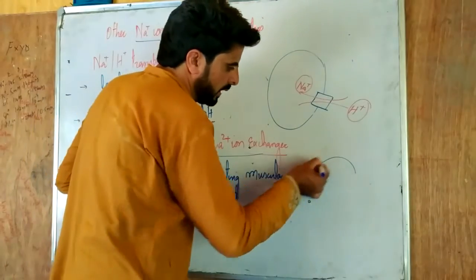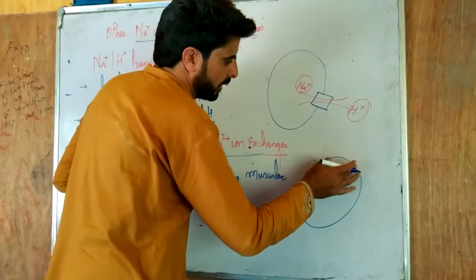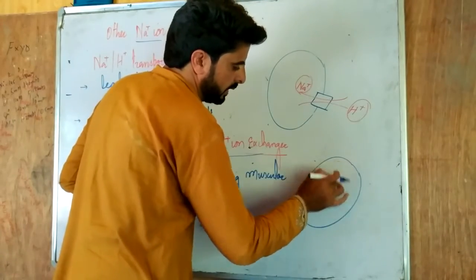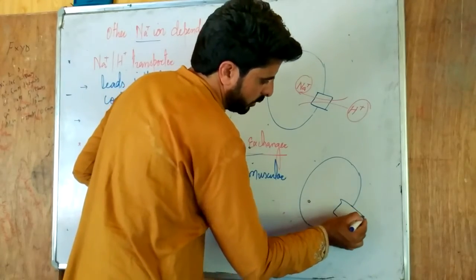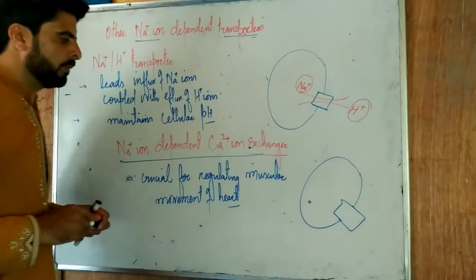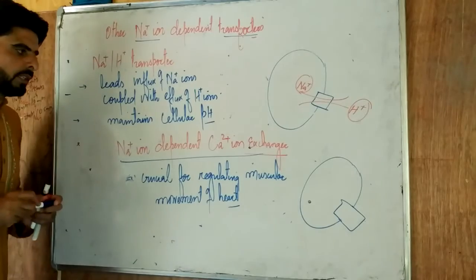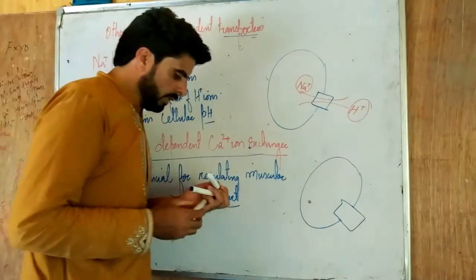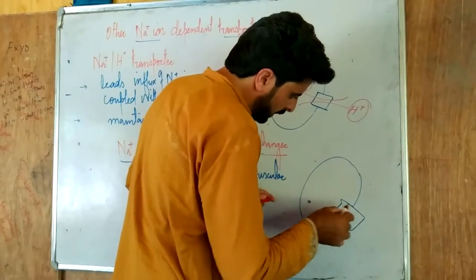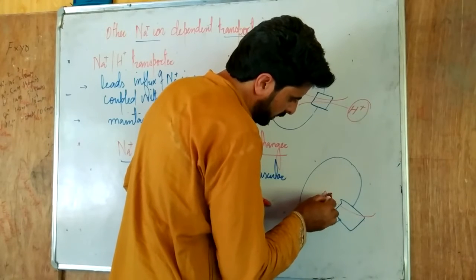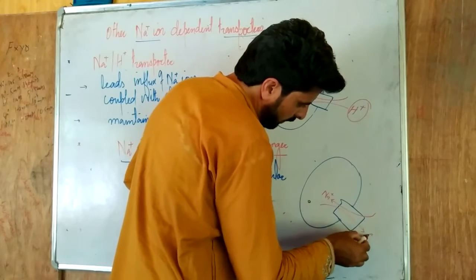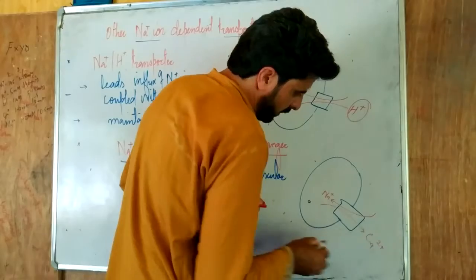Say if we are taking a heart cell here, so this is a heart muscle cell. Now we have the presence of a transporter here. Say this is a transporter located here, that is known as a sodium ion dependent calcium ion exchanger. Now it leads to influx of sodium ions coupled with efflux of calcium ions.